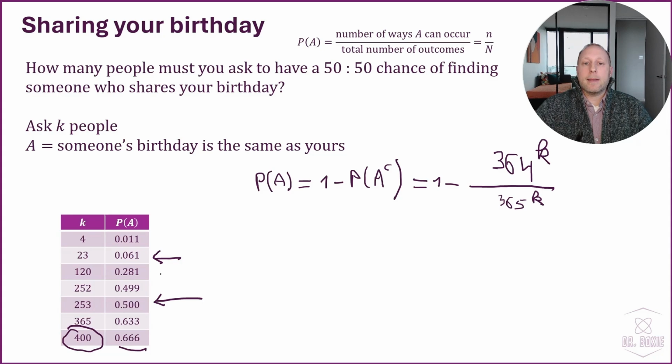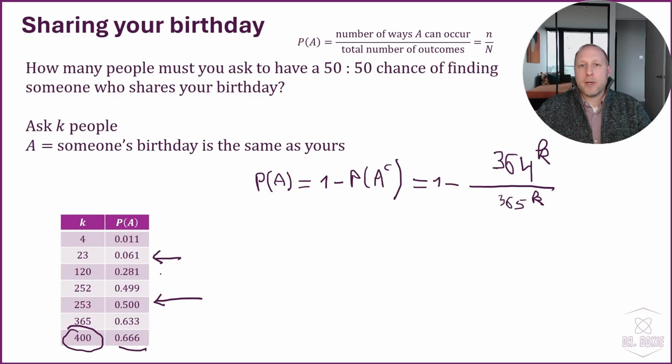It's simply the difference between the question I asked here and the question on the previous slide is that on the previous slide, it can be any day that they share in common. I did not choose beforehand which day I want them to share the birthday. I just want to have some pair within the group of k people, some pair that shares a birthday.